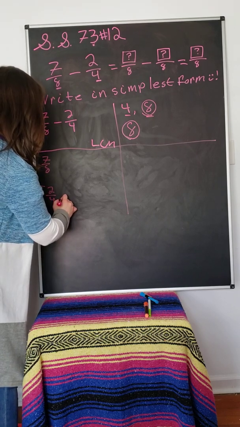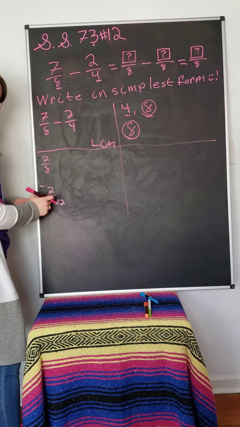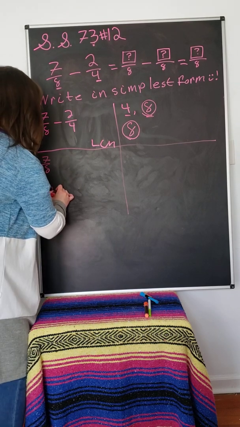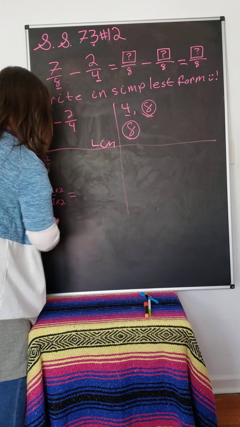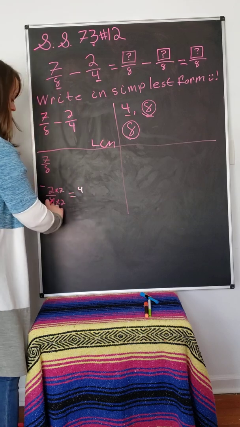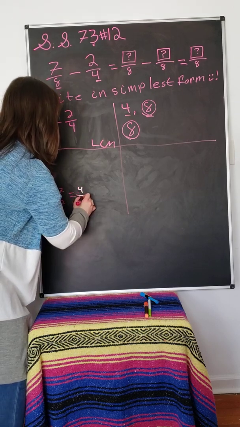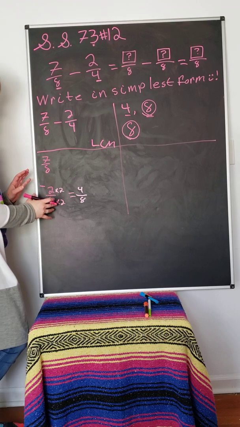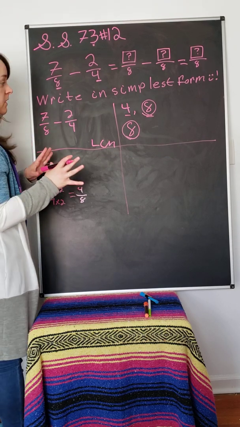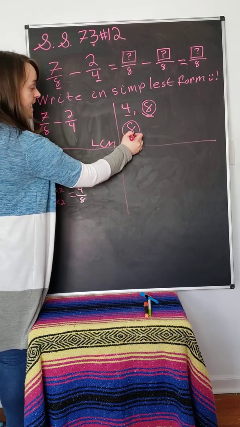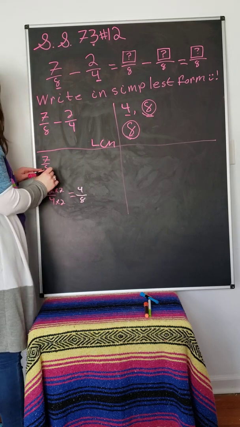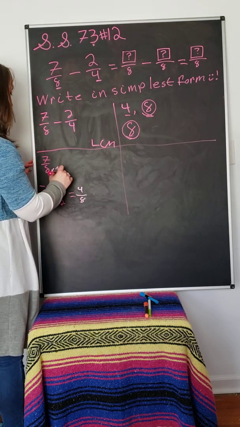So 4 times 2. And whatever I do on this denominator, I have to do on this top number right here, because math's kind of jealous sometimes. So 2 times 2 is 4, and 4 times 2 is equal to 8. Since I multiplied this number by 2 to get the least common multiple, and 8 and 8 are already the same, all I'm going to do with this number is multiply that by 1.